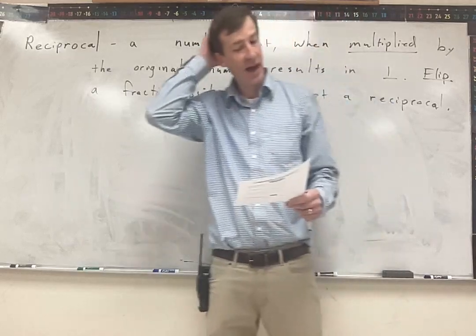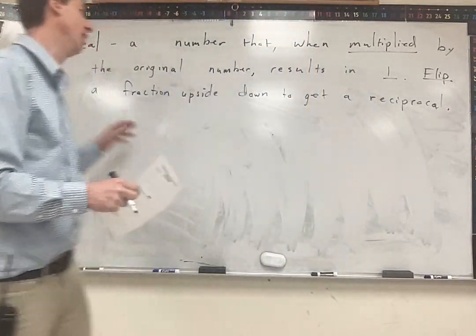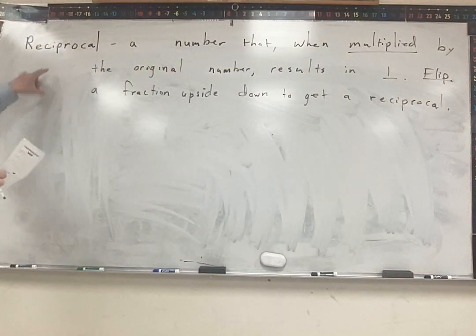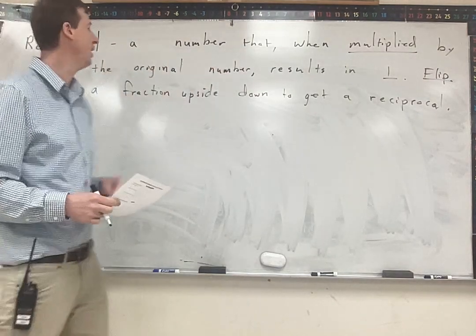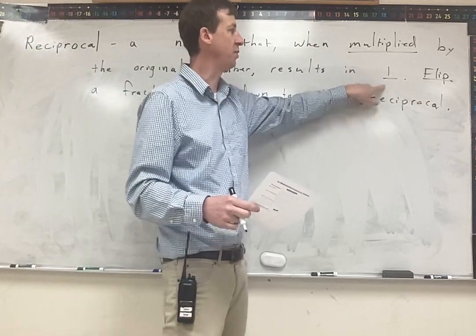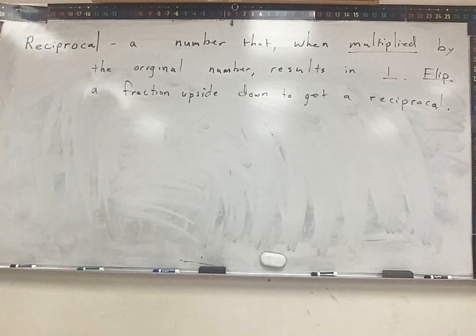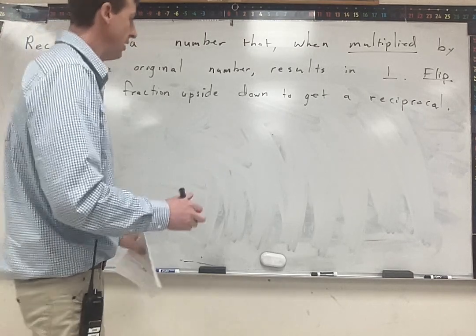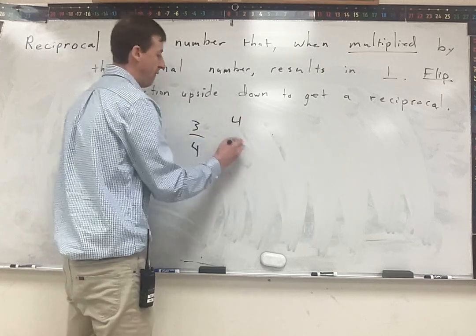Today we're working on lesson 8.2, properties of multiplication. There's a vocabulary term right at the top of your paper, reciprocal, if you've never heard of that. It's a number that when multiplied by the original number results in 1. And you're going to flip a fraction upside down to get a reciprocal. So if I have 3/4, the reciprocal of 3/4 is 4/3.